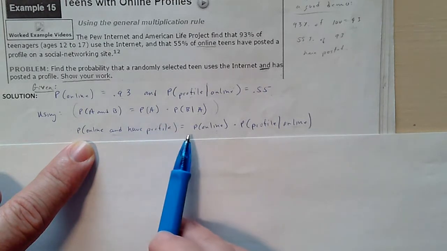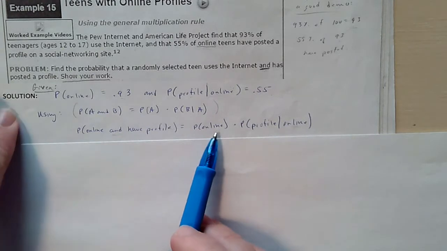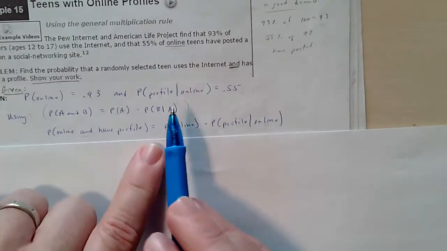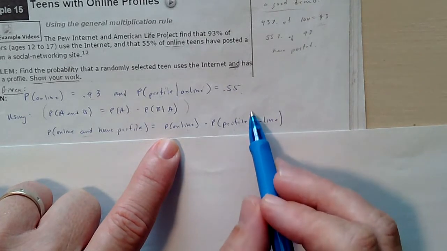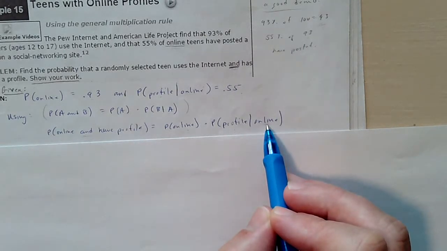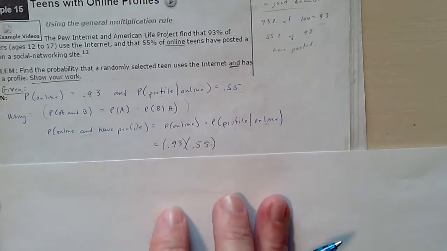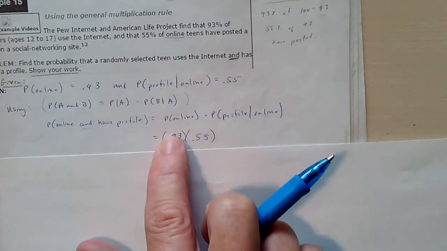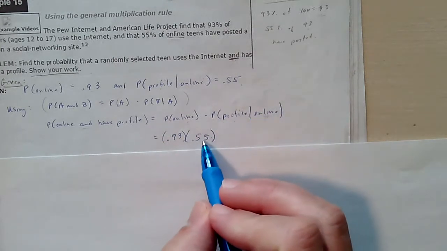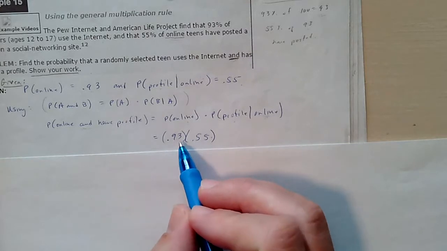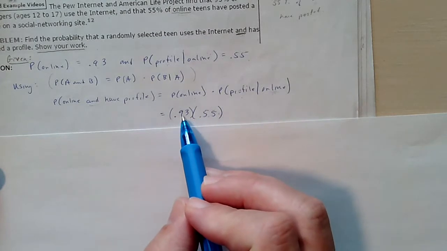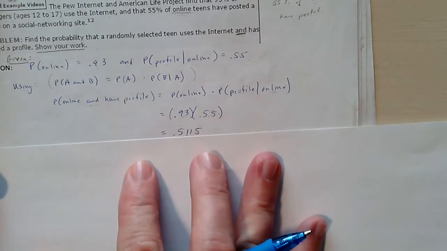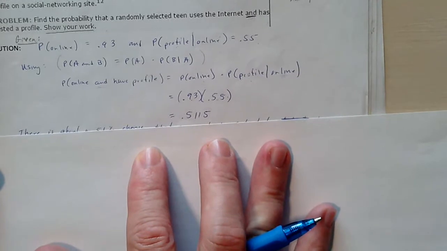So we need to take the probability that they're online times the probability of the other event. So online profile given that they're online. It's like a percentage of a percentage. This is the number of kids that are online. Well, not all those people have a profile. So we take 55% of those people that are online, if that makes sense. Some of you guys are getting a little better at the number sense, right? We should take a percentage of that. And so that's basically what we're doing to get 0.5115.